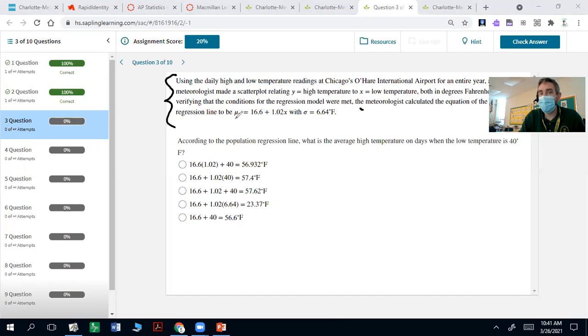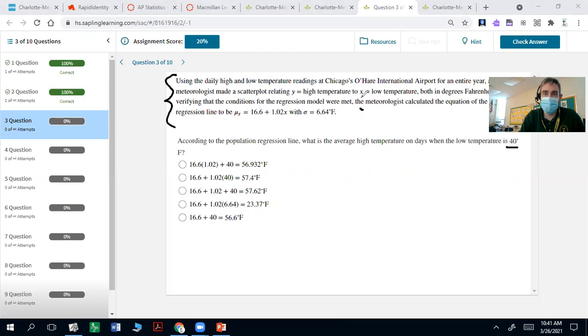So notice they didn't put y hat. The goal is we're trying to estimate that. So we say, what is the actual mean of y? We're trying to figure that out. This standard deviation is the standard deviation of the residuals. So this 1.02 is the slope. Here's your y-intercept. What's the average high temperature on days when the low temperature is 40 degrees Fahrenheit?